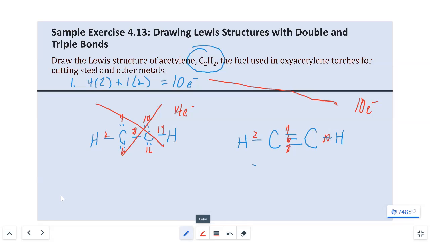So when we come into situations like this, where we have a disagreement between our simple structure and our correct number of electrons, this is how we handle it. We have to evaluate what we're dealing with. Questions about this one?